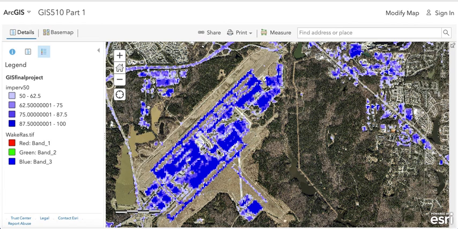So I got the sum of the number of pixels that were selected and multiplied by 900 square meters, and I got that there are 3,442,500 square meters of impervious surface around Umstead Lake. So that is it for this first part.